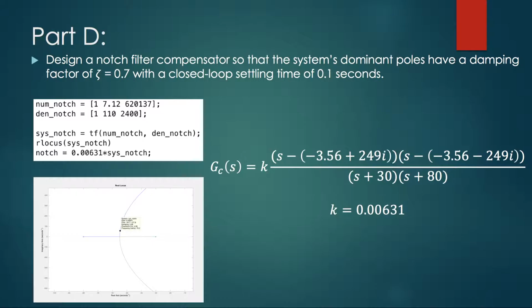So part D, design a notch filter compensator so the system's dominant poles have a damping factor of zeta equal to 0.7 with the closed loop settling time of 0.1 seconds.